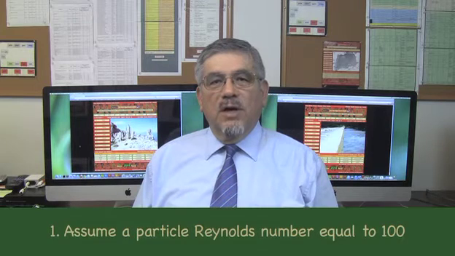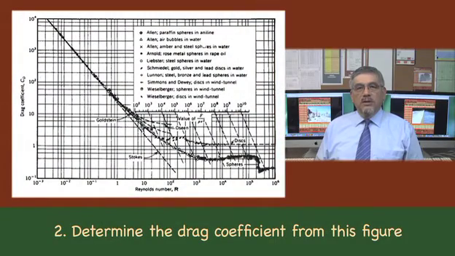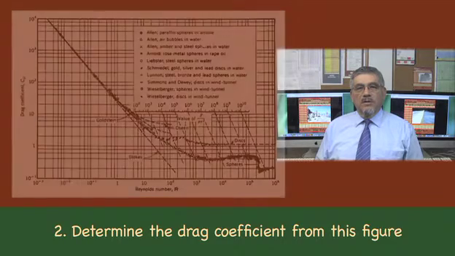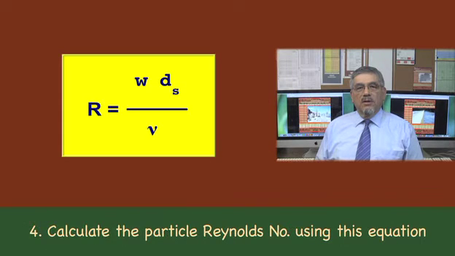The iterative procedure to calculate fall velocity is the following. 1. Given the particle diameter d sub s and water temperature T, assume a particle Reynolds number equal to 100 to start. 2. For the assumed particle Reynolds number, determine the drag coefficient from this figure. 3. Calculate the fall velocity using this equation. 4. Calculate the particle Reynolds number using this equation.